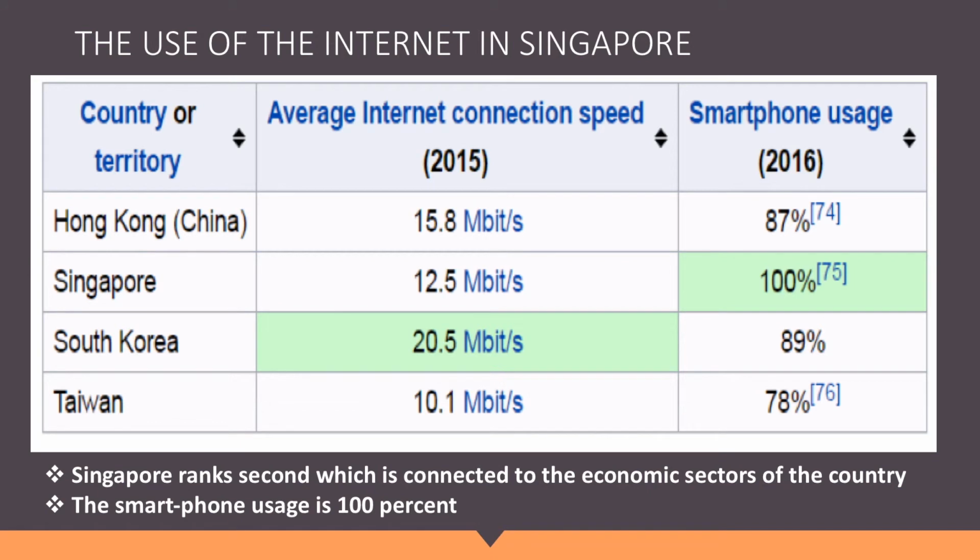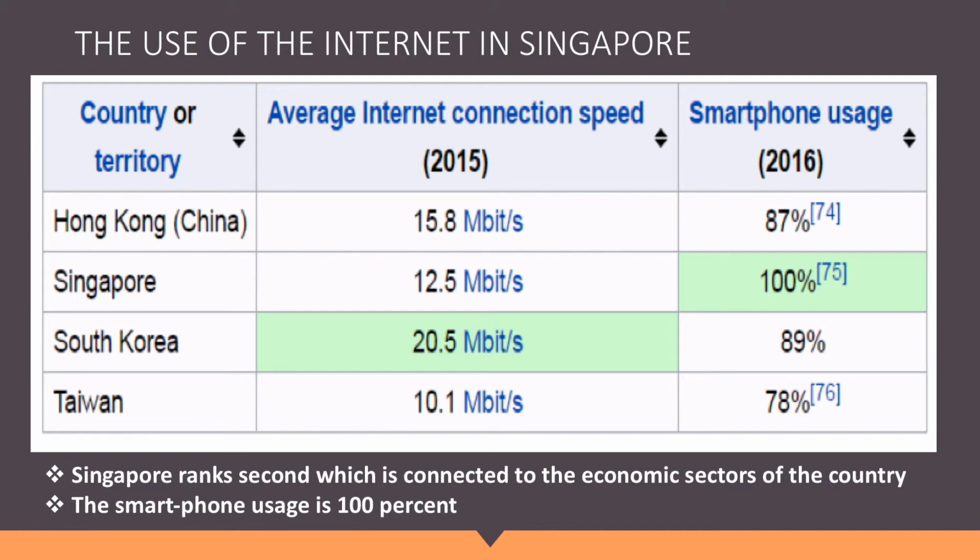With the development of society, the Internet plays an important role in economy. From the figure, the average Internet connection speed for each country or region can be shown on the screen. Singapore ranks second, which is connected to the economic sector of the country.